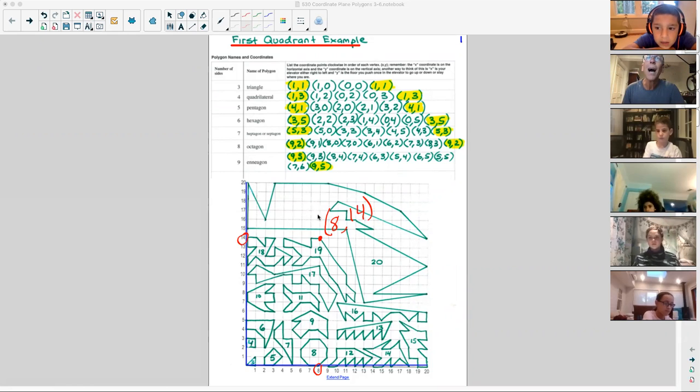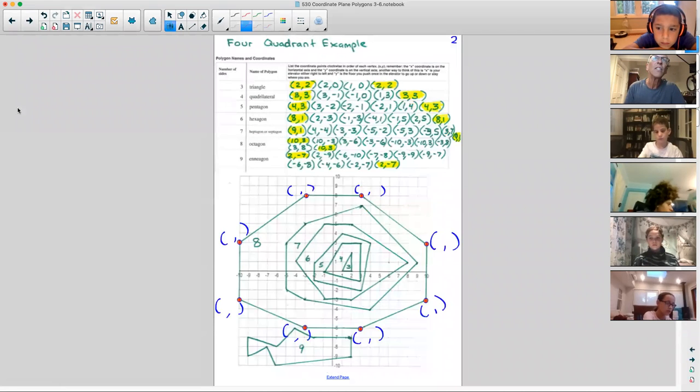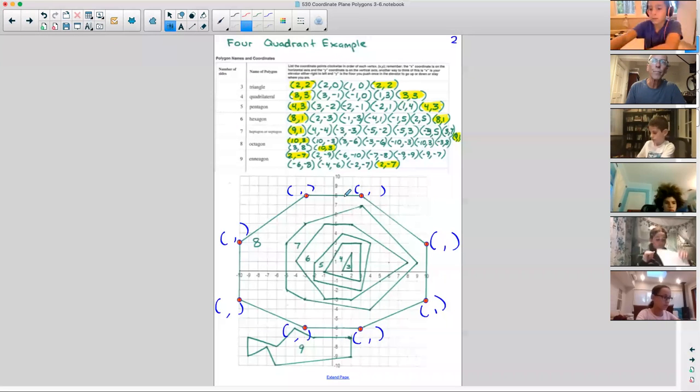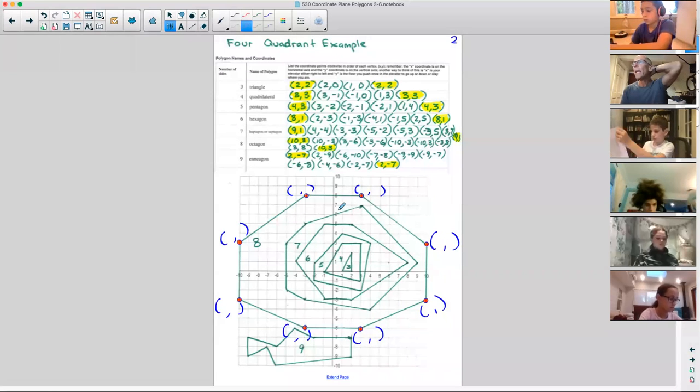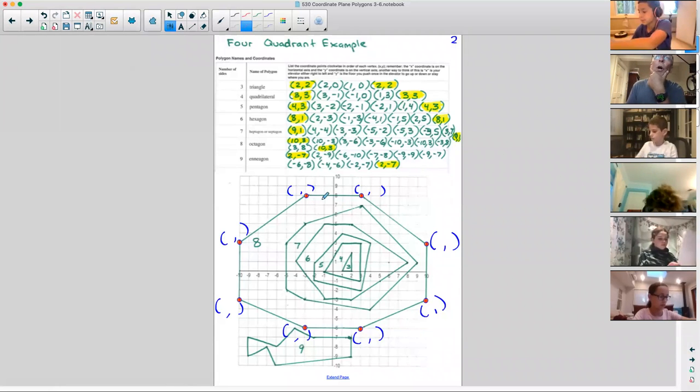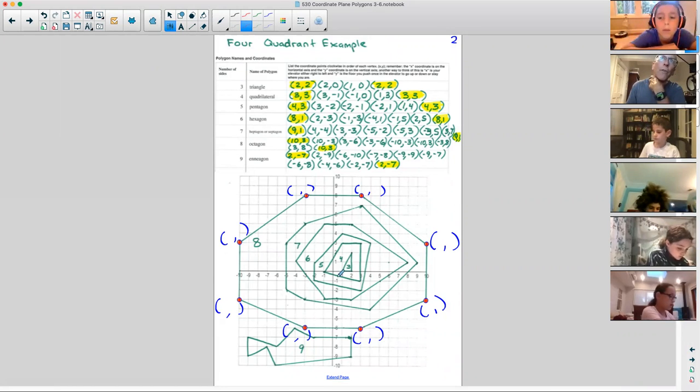Now, guys, the real world is not the first quadrant. The real world is 4 quadrants. Go to page 2. Now, if you go to page 2, you will notice that I drew a triangle, quadrilateral, pentagon, hexagon, heptagon, octagon, and a nonagon or enneagon.